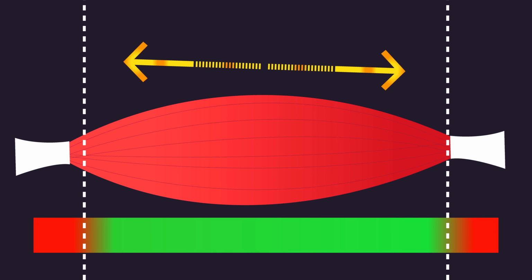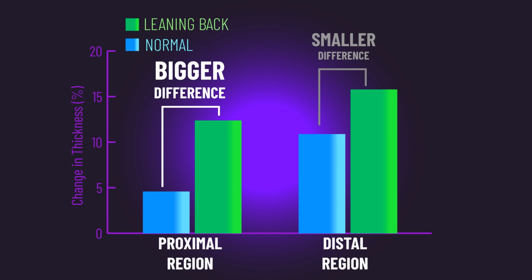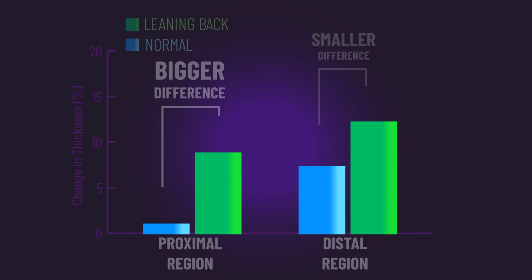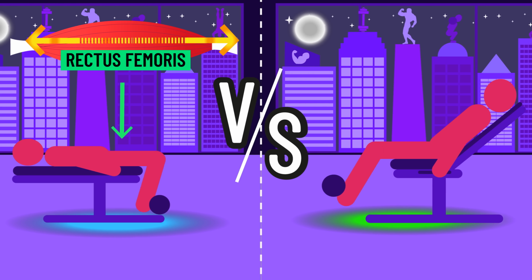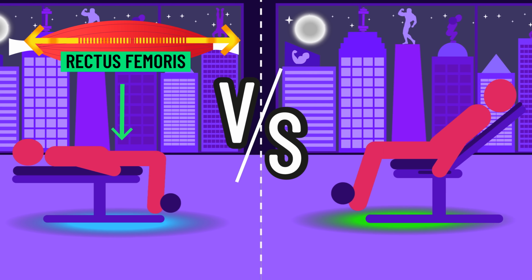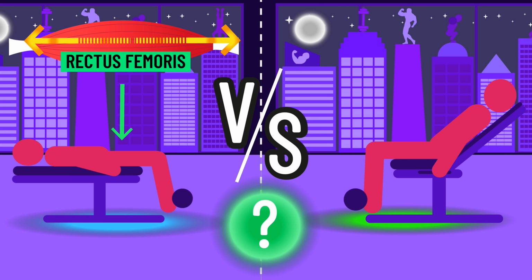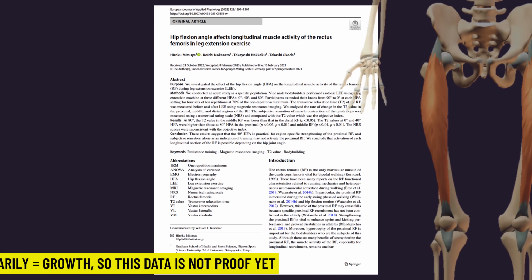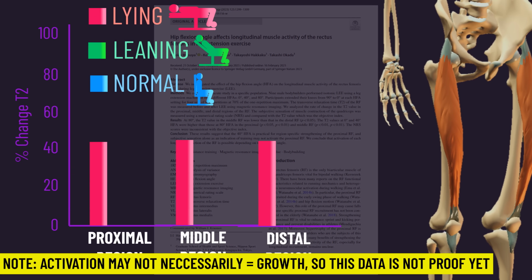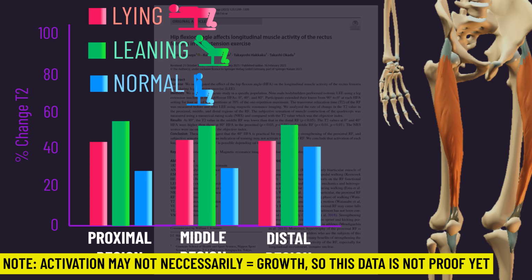For instance, leaning back leg extensions produced more overall growth than normal leg extensions, but lying down leg extensions lengthen the rectus femoris even more than leaning back. But does it produce more growth? It might not, as this study found although lying leg extension successfully resulted in more activation, especially at the proximal and middle regions compared to normal leg extensions, it wasn't any more effective than leaning back. If anything, its activation was actually slightly lower with lying down.